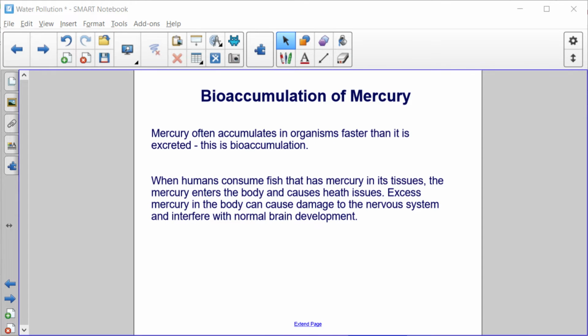Mercury can also bioaccumulate. Mercury often accumulates in organisms faster than it is excreted. That is what is known as bioaccumulation. When humans consume fish that has mercury in its tissues, the mercury enters the body and causes health issues. Excess mercury in the body can cause damage to the nervous system and interfere with normal brain development.